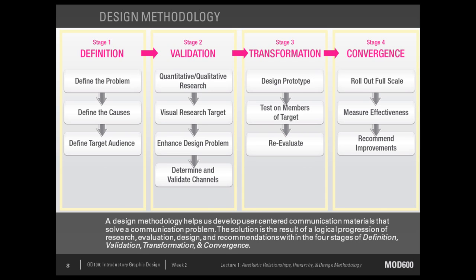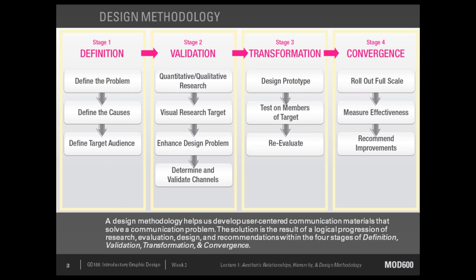And then, of course, transformation. That's where you actually design a prototype, you test it on different members of the target, and you get to reevaluate how effective it is based on the tests. And then convergence, that's where you roll out the full-scale design, and you get to measure the effectiveness of it, and then you get to recommend improvements. So that's the high-level view of our design methodology.